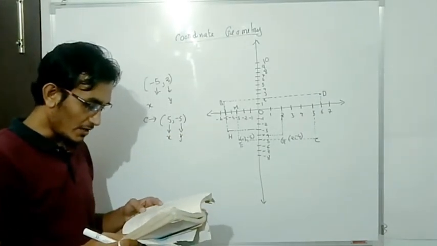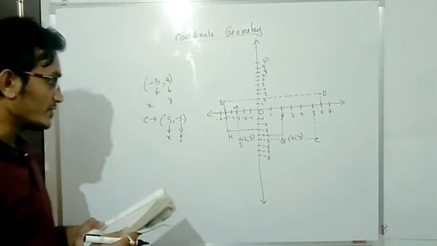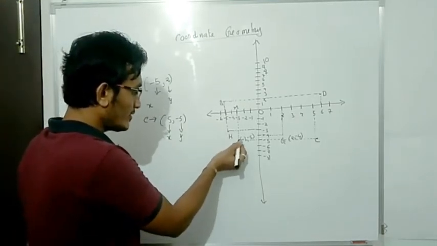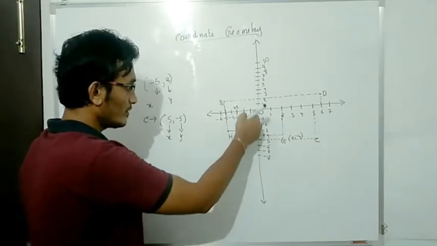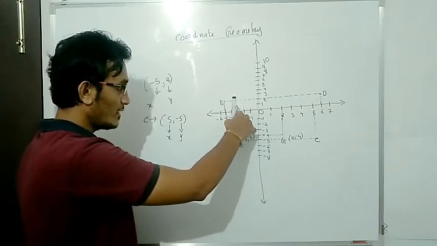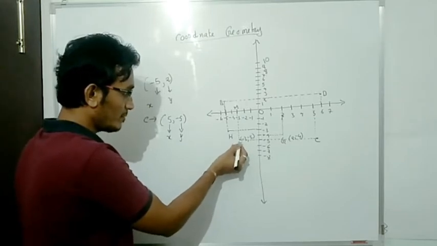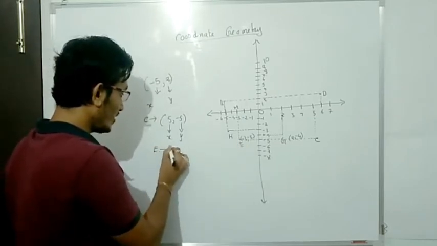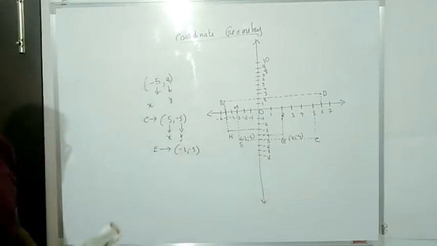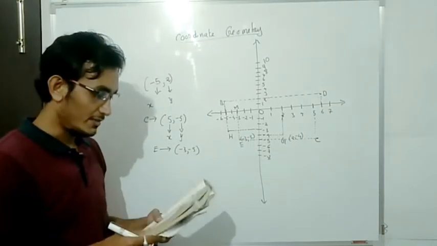Then the next number, the point identified by the coordinate minus 3 comma 5. It is given in the question. So how can you get this point? Again starting from O. 1, 2, 3, then 5. 1, 2, 3, 4, 5. That means it represents the point E. So what is the point E? E represents the coordinates minus 3 comma 5. Actually, while finding the answer, we are using the same concept again and again.